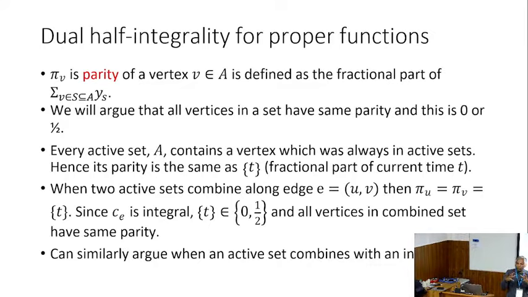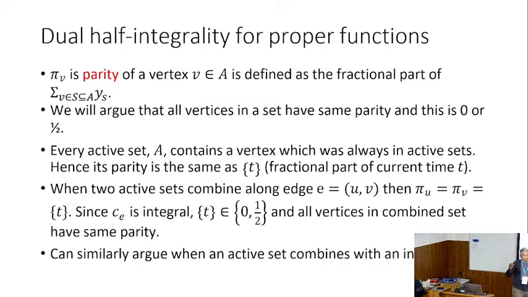The claim is all vertices in a set, this should perhaps be a set for which I have raised the dual value, which was ever active, they will all have the same parity. Are you arguing that for every step of the algorithm or the final solution? I'm talking about the GW algorithm. And every step of the algorithm you're arguing this? Yes. Okay.